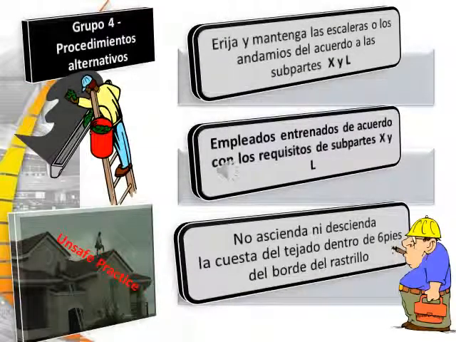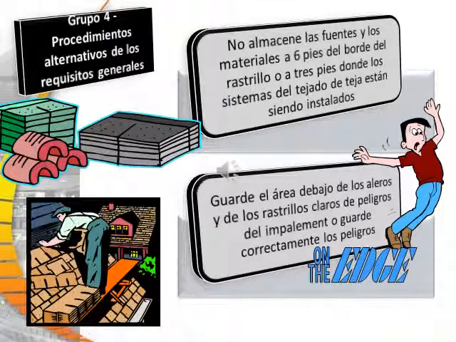Erect and maintain ladders and scaffolds in accordance with subparts X and L. Train employees in requirements of subparts X and L, and do not ascend or descend the roof slope within 6 feet of the rake edge. Group 4: do not store supplies or materials within 6 feet of the rake edge, or 3 feet where tile roof systems are being installed. Keep the area below the eaves and rakes clear of impalement hazards or properly guard the hazards.